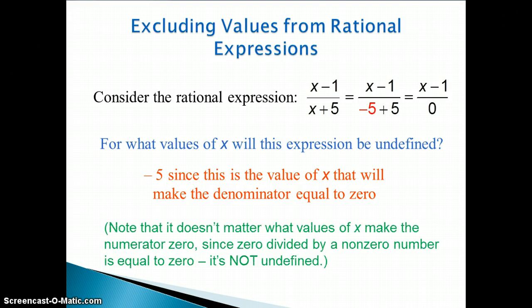Note that it doesn't matter what values of x make the numerator 0. Since 0 divided by a non-zero number is equal to 0, it's not undefined. So when we are excluding values from rational expressions, we're only looking for values of x that will make the denominator equal to 0. So you can completely ignore the numerator when doing these problems.